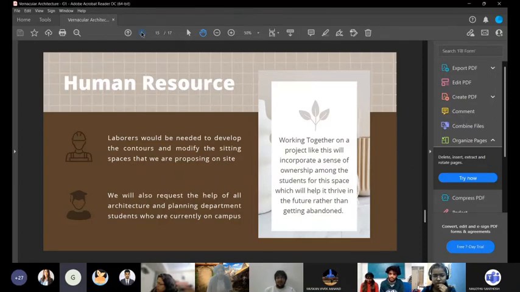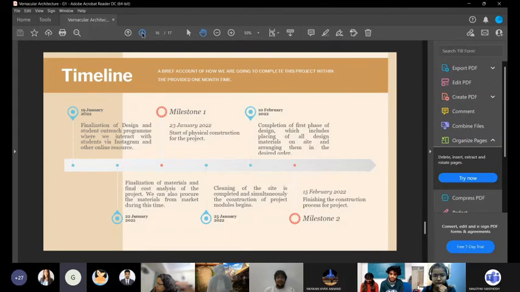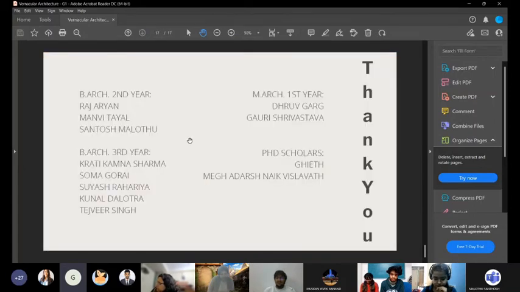Then coming to the timeline, this is a rough timeline that we have proposed as of now. According to this timeline, the project finishes by 15th February, which is our final milestone. And to summarize our entire project, we would like to revive that complete place. We are using all the recyclable materials and the already available structures on the site. This is how we propose to redevelop the space.